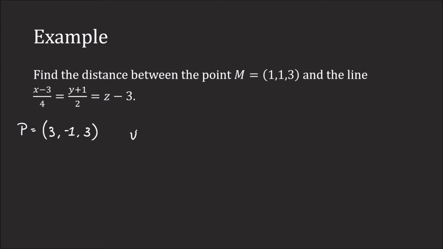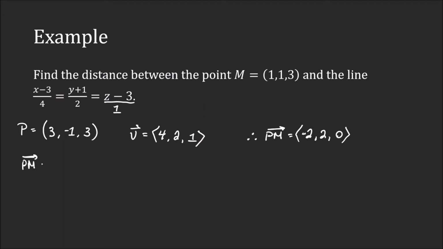And the direction vector is also easy enough. It's (4, 2, 1). Right? Because remember, this is over 1. So our vector PM would be (-2, 2, 0). Let's go ahead and now calculate the cross product of PM and V.